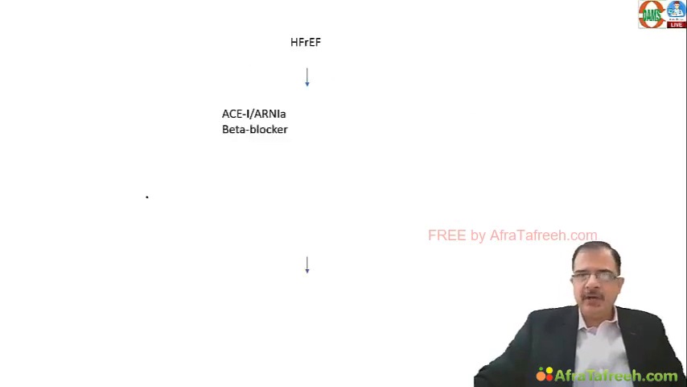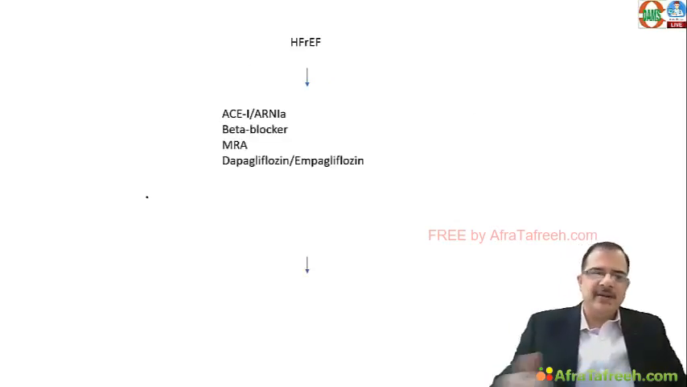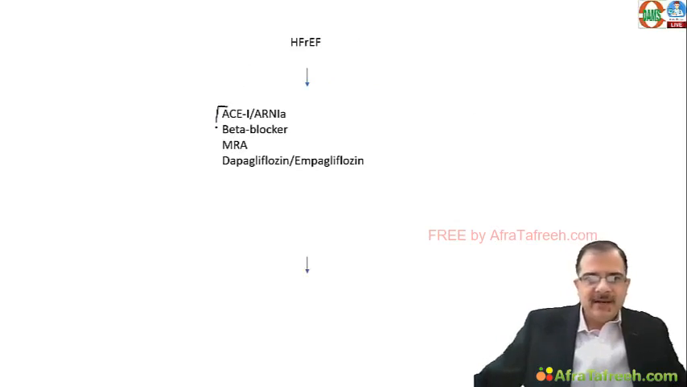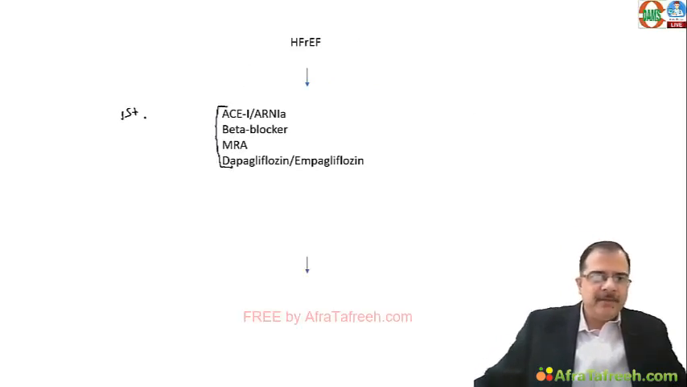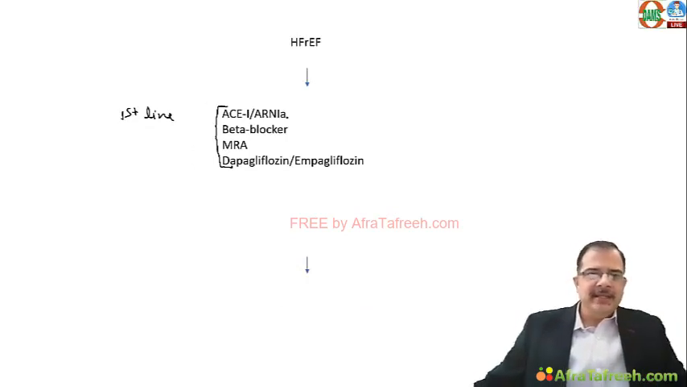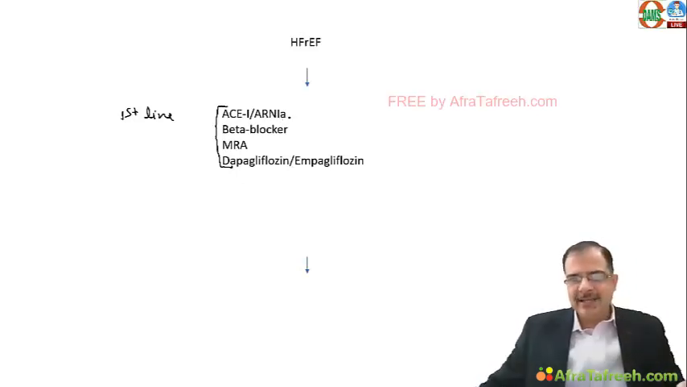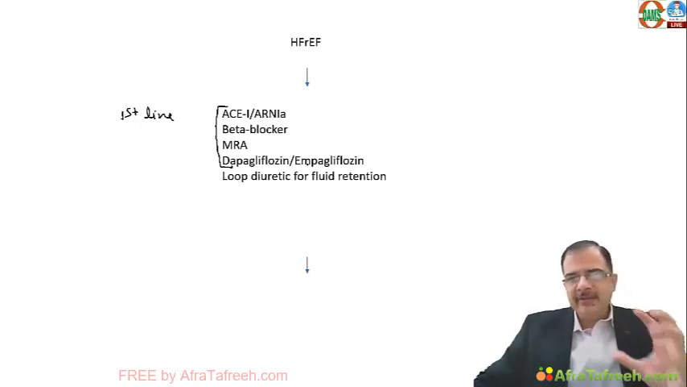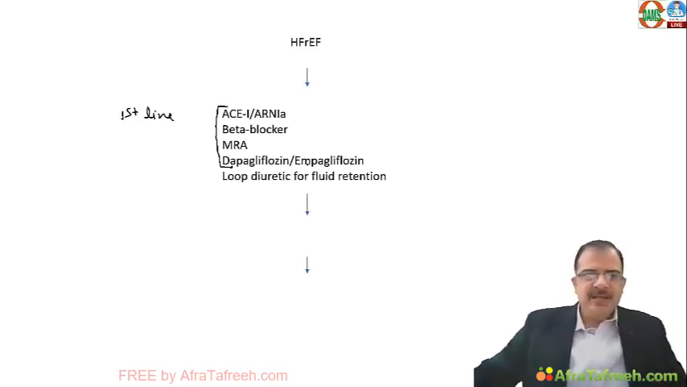According to the latest guideline, they have simplified it: four drugs are to be given as the first line drugs, started in a low dose and gradually increased over 2 to 3 weeks. These are ACE inhibitor, ARNI like valsartan and sacubitril or ARB, beta blocker, MRA, and SGLT inhibitors. They are the first line agents. Add loop diuretics if fluid retention is there. Then we reassess the patient in approximately 3 to 6 months.